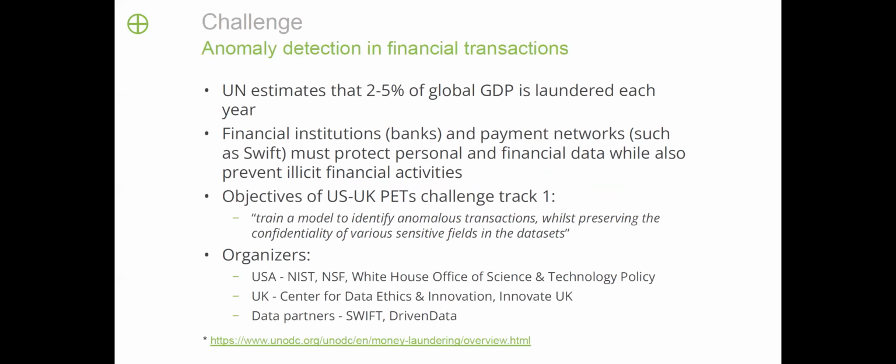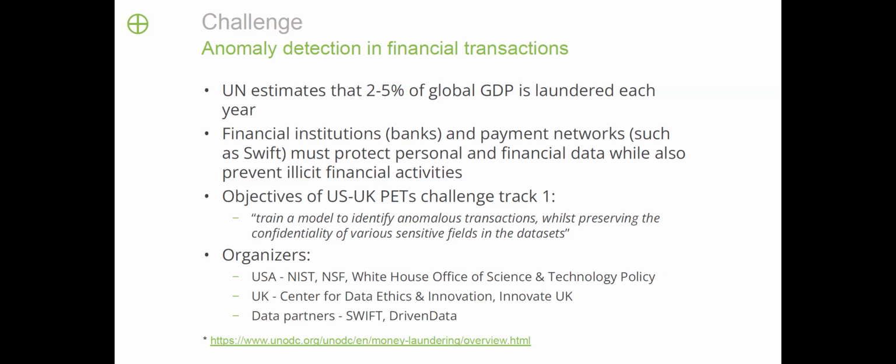So what is this challenge about? The United Nations estimates that 2 to 5% of global GDP is laundered each year, and this corresponds to illegal transactions, to money laundering, and different kinds of criminal activity. So financial institutions and payment networks such as SWIFT have to combat and prevent these illicit financial transactions, but at the same time, they must protect the personal information corresponding to beneficiaries, for example, and of transactions and accounts.